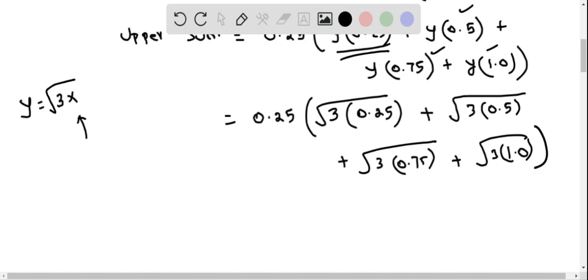So we calculate the numerical value of this expression by using a calculator. We first multiply these two and then take the square root, and then add each of these results with the other areas of the rectangles and finally multiply by 0.25. And so when we do that, we approximately get 1.331. This one is the upper sum.